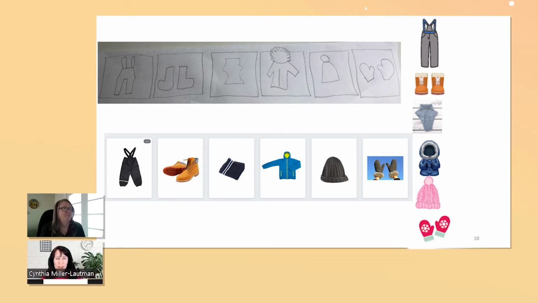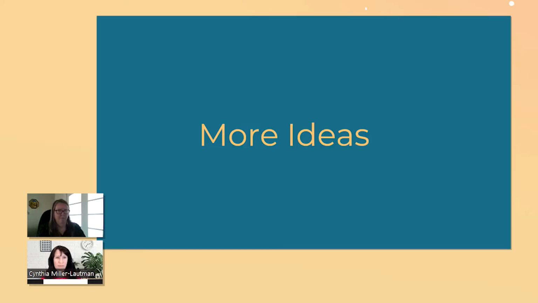Yes, and you're right. Someone put in the chat earlier about, can it be an object? And yes, as Trevor and Adelie described, a visual support can be an object. So yes, you could also pair the object in these visual schedules. So the actual boots, and we'll talk about that a little later. Great. So now we're going to just show you some more ideas.